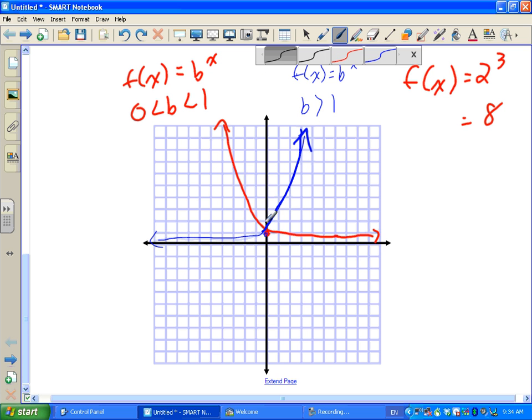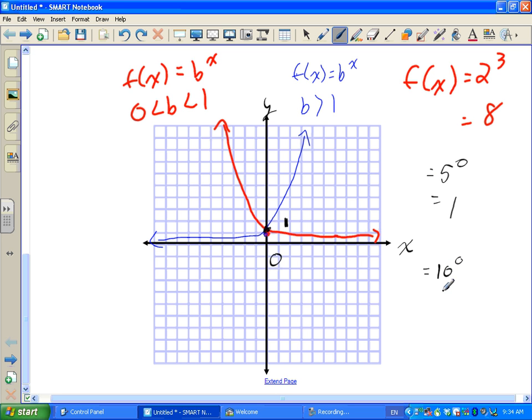What's important is both of these, if you'll notice, they cross the y-axis at the value of 1. That's when x is 0. Why is that? Does anyone know? If I have 5 to the power of 0, what does it equal? 1. 10 to the power of 0? 1. What about 1/4 to the power of 0? Still equals 1. So no matter what base I have, it's going to cross the y-axis at the number 1. When x is 0, we know y will be equal to 1. Doesn't matter what the base is. So all of these exponential functions are going to be crossing this graph at 1.